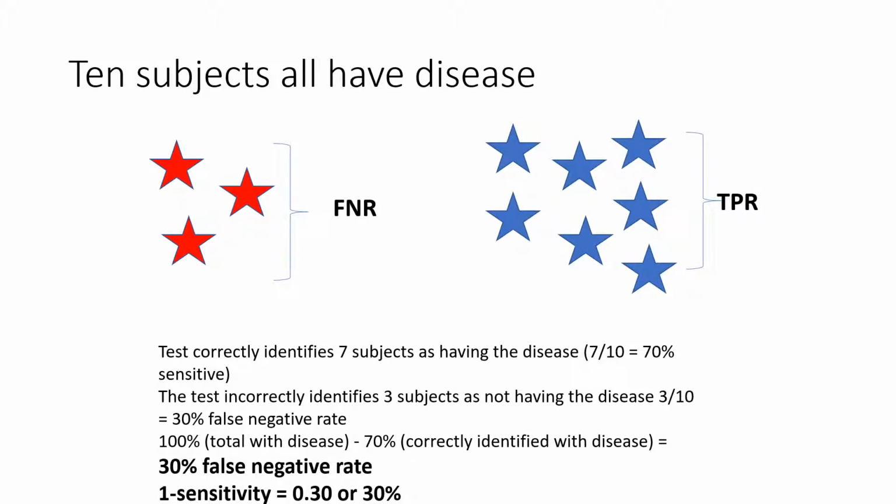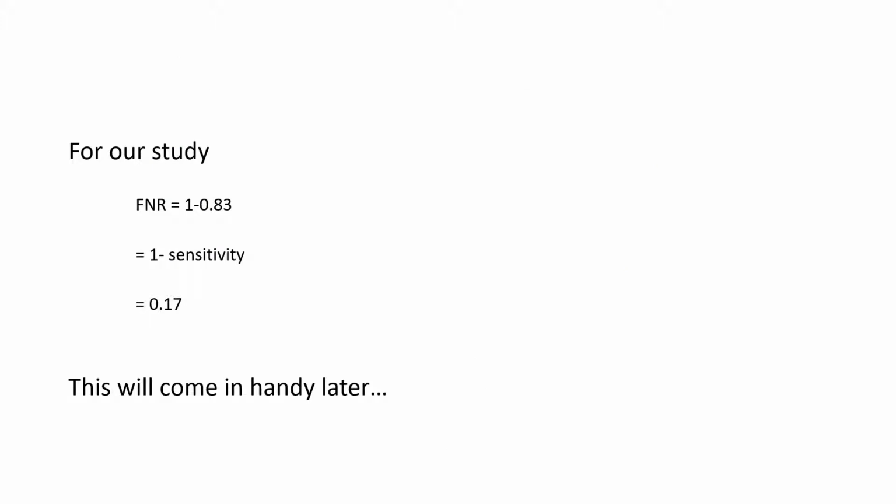If it helps you to see it graphically, here are some very simple pictures. Same idea: all of these 10 subjects truly have the disease. The test is 70% sensitive, so it correctly identified 7 subjects as truly having the disease, these 7 folks here, leaving 3 of the 10 as false negatives, because they all truly have the disease, but the test missed these 3 people. So 1 minus sensitivity is 30%. Keep that in mind, we'll cover it more in likelihood ratios. So for our study, the false negative rate, 1 minus sensitivity, is 0.17 or 17%. And we'll talk about this later, as I mentioned.